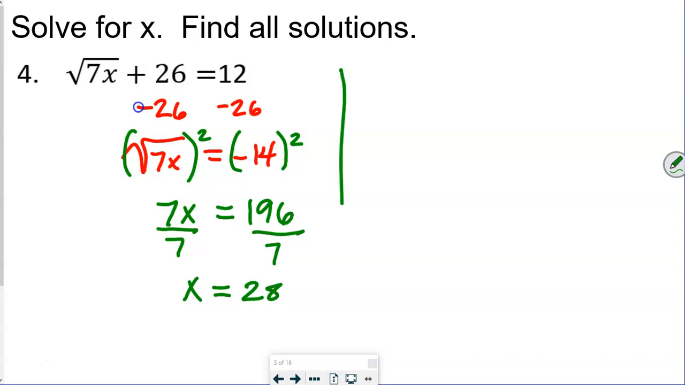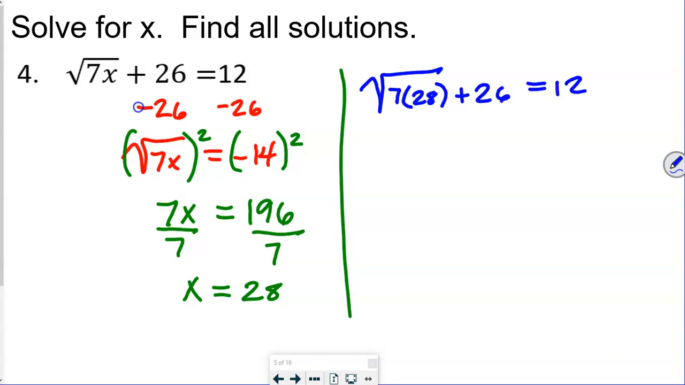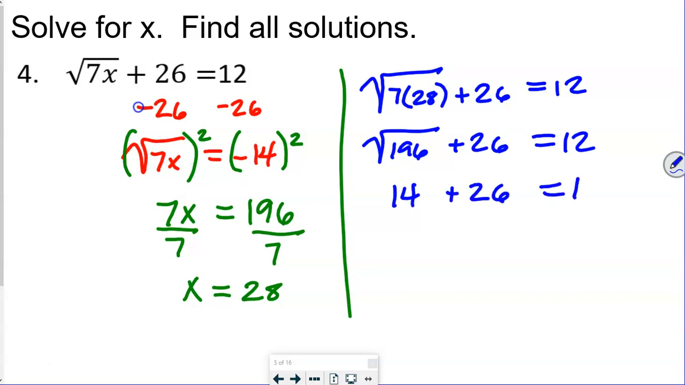So once again, we need to plug that 28 back in to check and see if it's a valid solution. So we're going to do the square root of 7 times 28 plus 26 equals 12. So this is going to be the square root of 196 plus 26 equals 12. That's 14 plus 26. So this is 40. Well, that absolutely does not equal 12. So what is the answer here? There is no solution here, okay?